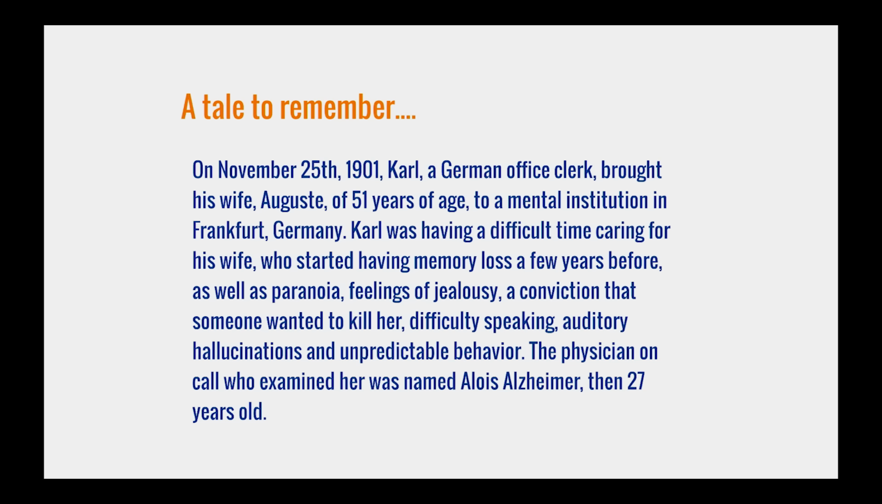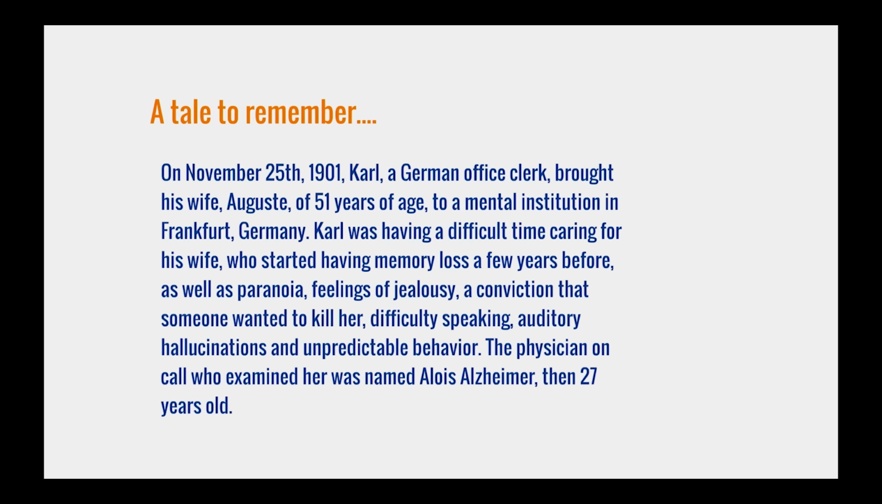He also described that she was having paranoid delusions, feelings of jealousy, thinking that he is sleeping with other women. She was convinced that there were people out there trying to kill her. And she also had difficulty speaking and verbalizing her thoughts and her ideas. She was described as having some auditory hallucinations, hearing things when nobody was speaking, and also unpredictable behavior. And that night, the physician on call who examined her was named Alois Alzheimer. He was 27 years old.